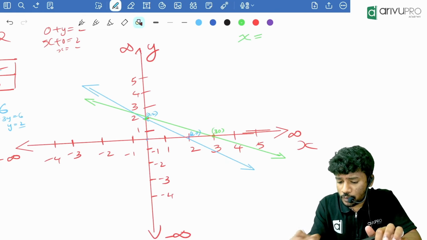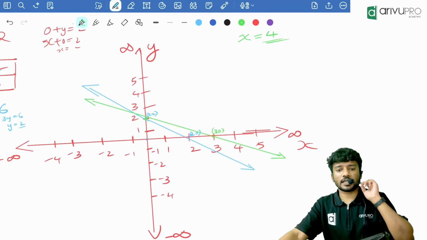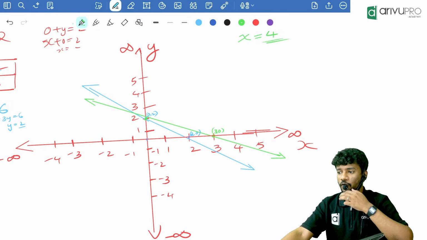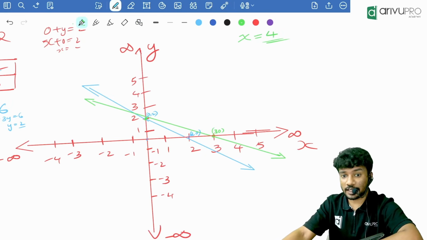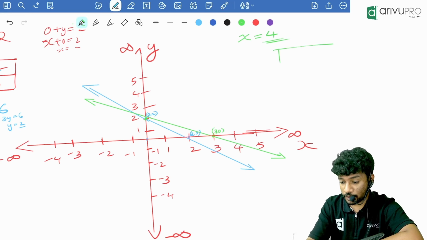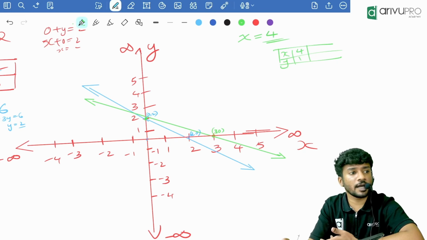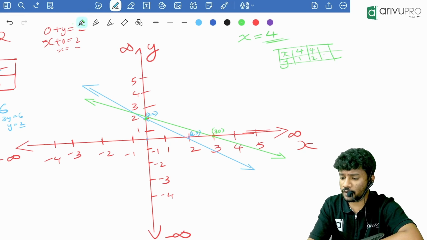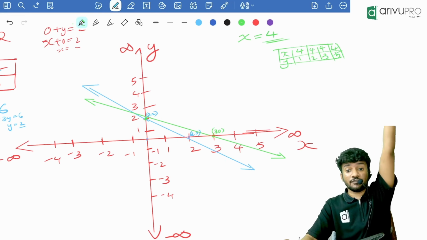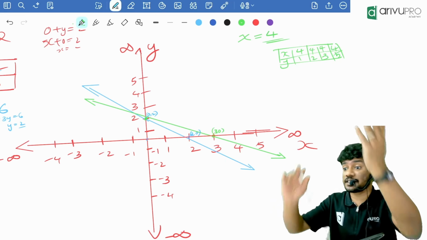X is equal to 4. How will the graph look like? If you want to draw a box, please draw a box. X is no matter what changing. If you put y is equal to 1, x will be how much? 4. If y is equal to 2, x will be how much? 4. If y is equal to 3? 4. If y is equal to 5? 4. If y is equal to infinity, x will be how much? 4. X is a constant.